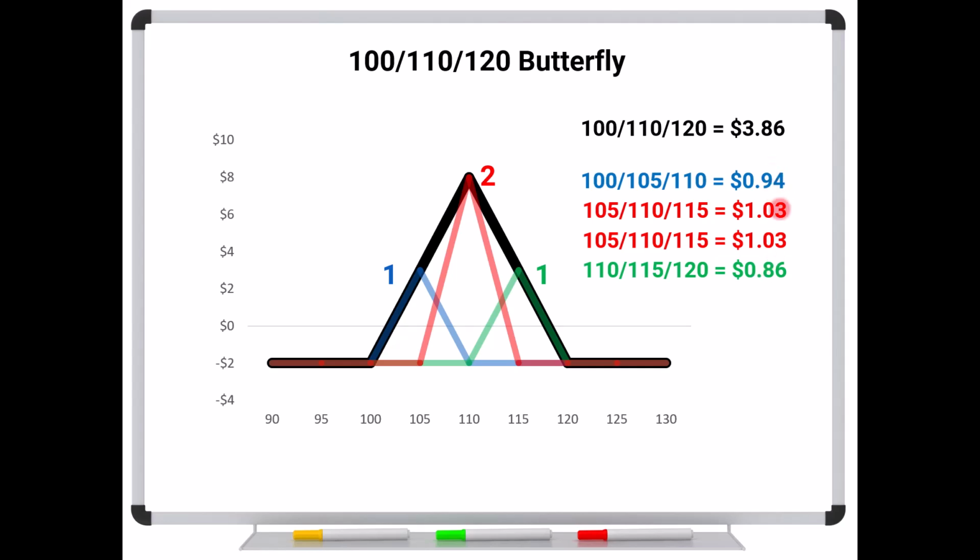If we add these up, these 4 different spreads right here, what do you suppose we get? Look at that, 386, exactly what we got for the original butterfly. So it's absolutely 100% mathematically correct that when you bought the 100, 110, 120 butterfly, you mathematically are trading these 4. But traders don't see that.